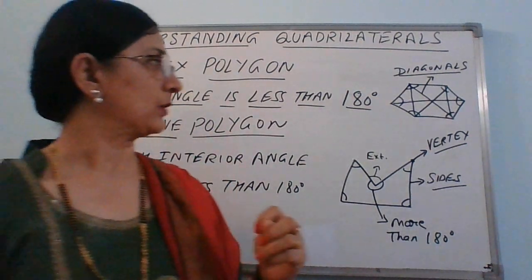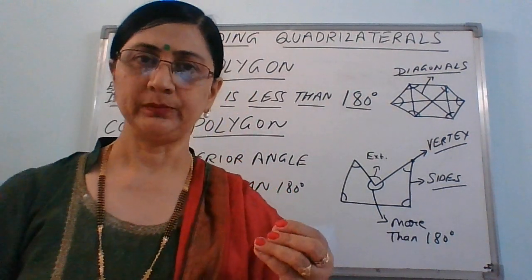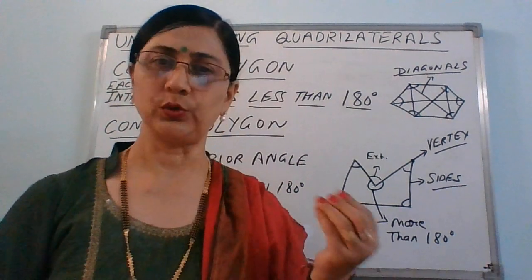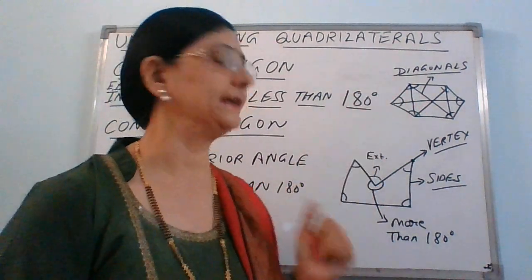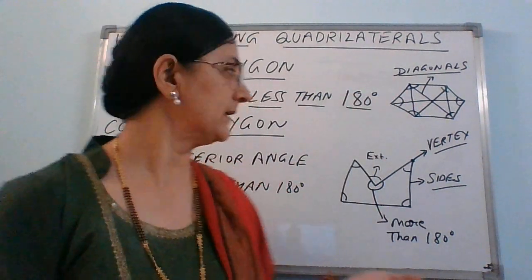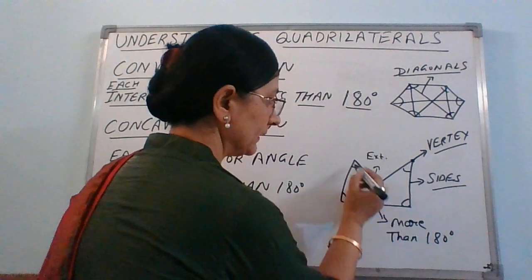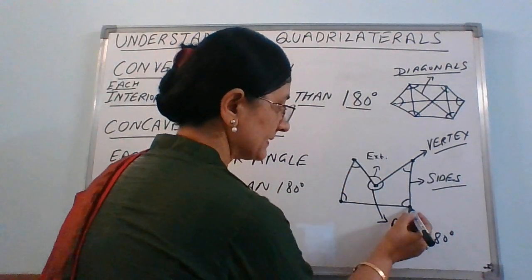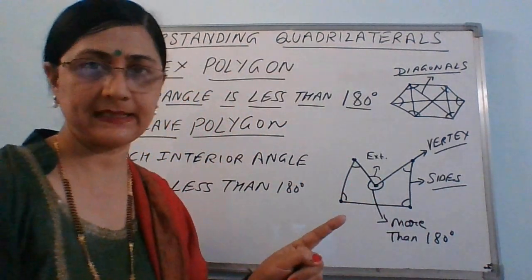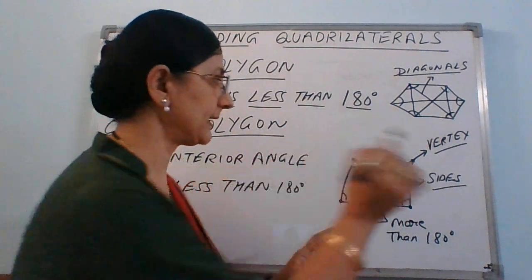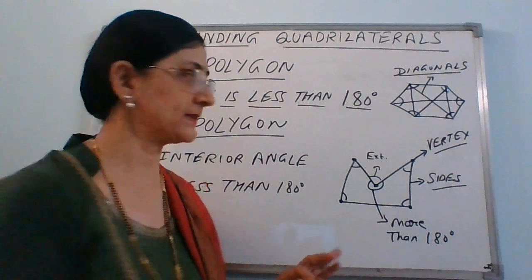Right, children? Now you should know the terms. What do you mean by vertex? What do you mean by the sides? What do you mean by the diagonals? These are the terms which I use here. Now I'll explain here only. These corner points, where two line segments meet, that point is called a vertex.